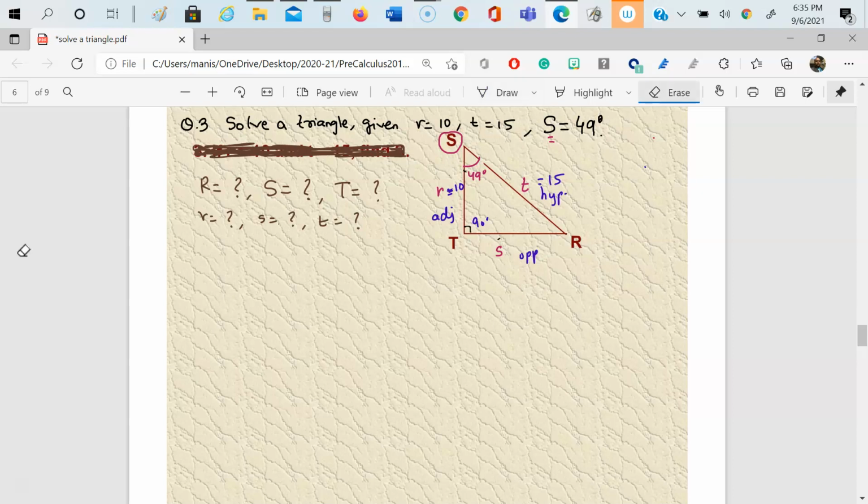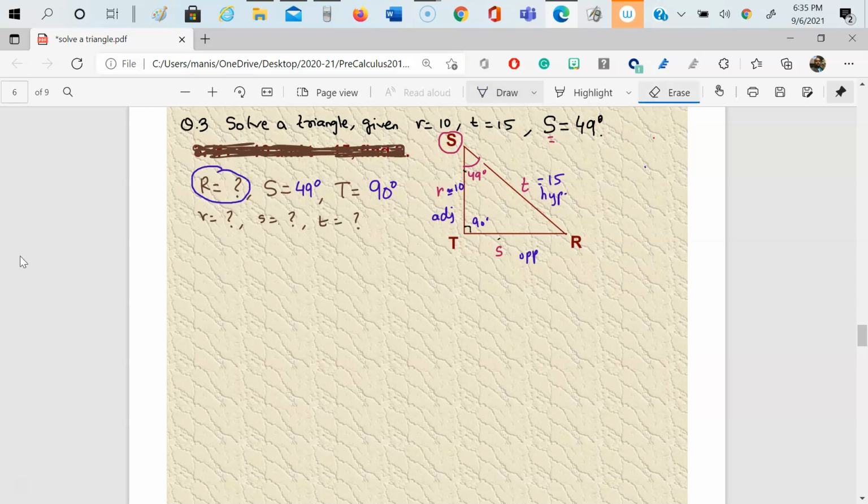Do you know uppercase R? No. Do you know S? Yes, I know S. This is my 49 degree. What about T? T is my 90 degree. This was already given to me over here. I'll erase this and I got T as 90 degree. So this is telling me I do not know the value of this angle which I have to find.